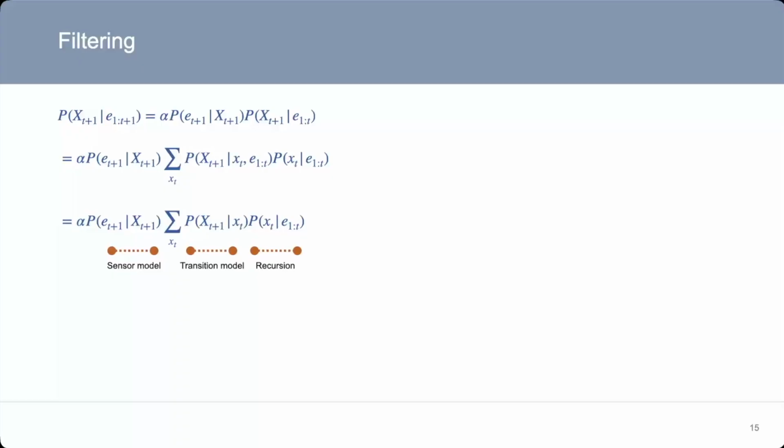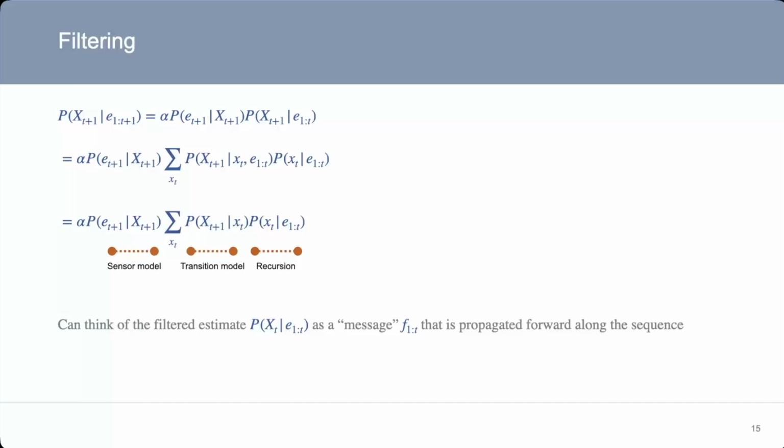Now, as you can see, these three terms mean something, and we have seen them before. The term after alpha is the sensor model, probability of evidence given the state. The next term is the transition model, and the next term is the recursive term. We can also think of the filter estimate, the prior filter estimate P(x_t | e_{1:t}), as the message f_{1:t} that is propagated forward along the sequence. This recursive structure makes filtering computationally efficient.